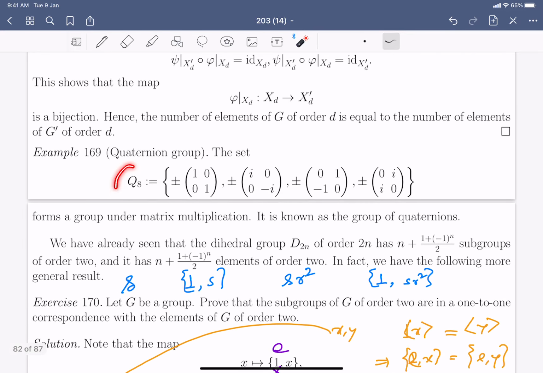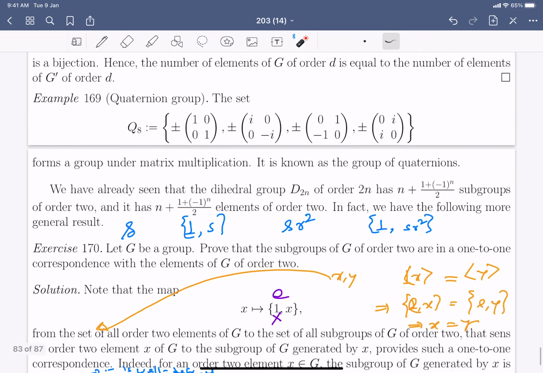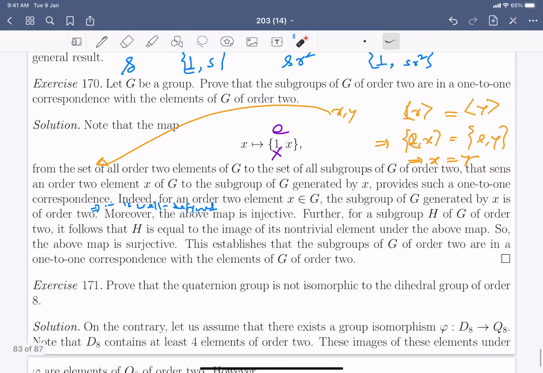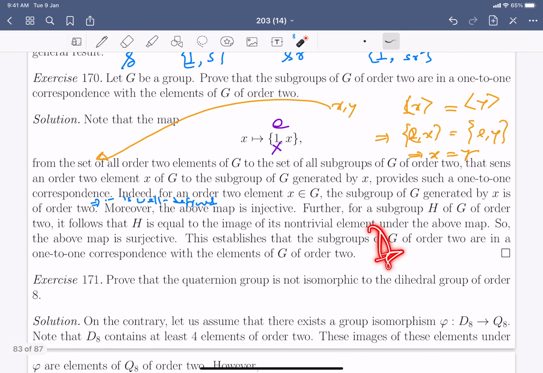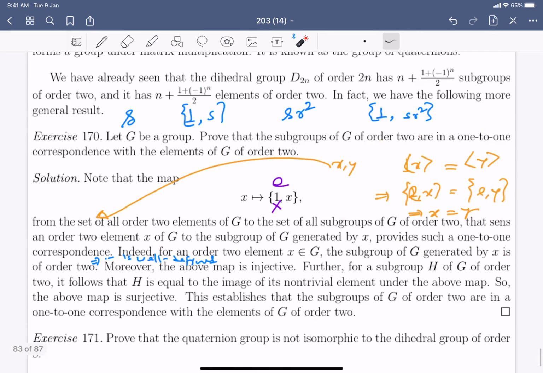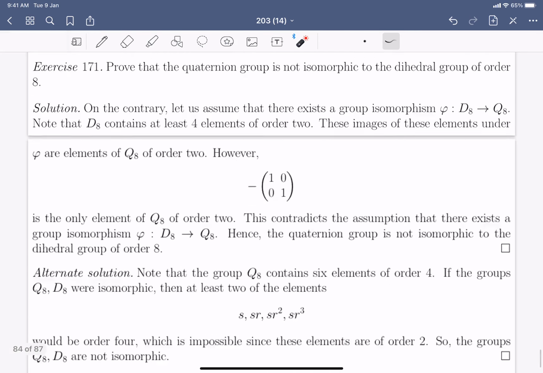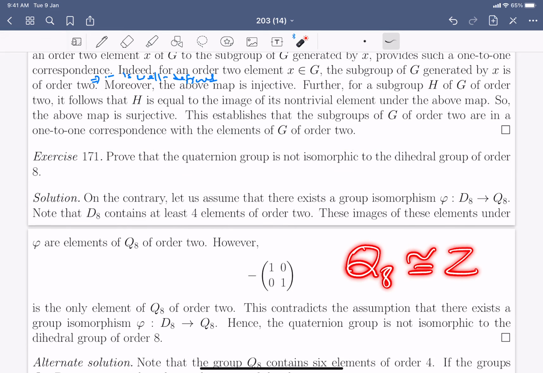For instance, here you just made this group Q8. This is a group of order 8, and you tried to see whether this is isomorphic to the dihedral group D8, and it turns out that it is not the case, as you just saw here. You can also ask whether Q8 is isomorphic to Z mod 8Z, whether Q8 is isomorphic to mu 8 or not.